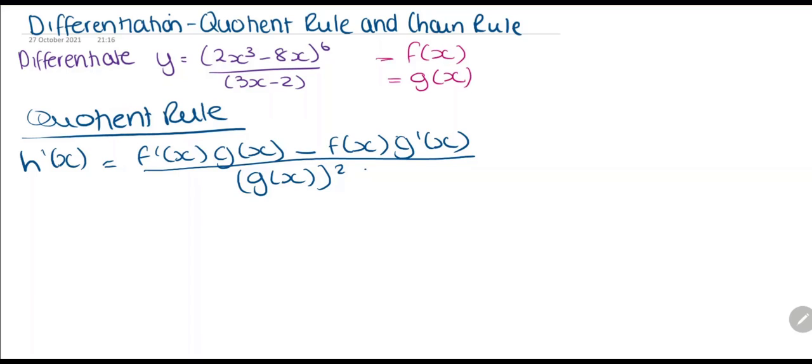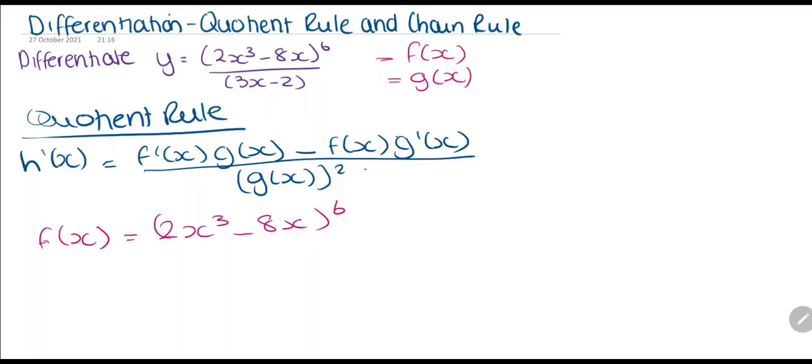So the first thing I'm going to do is write out f of x and the derivative of f of x, g of x and the derivative of g of x. So let's have a look. The function f of x is going to be equal to 2x cubed minus 8x, all to the power of 6. If I am going to take the derivative of this, I am going to use the chain rule.